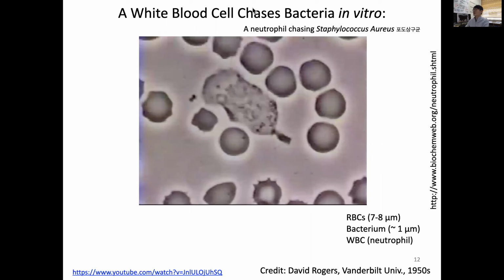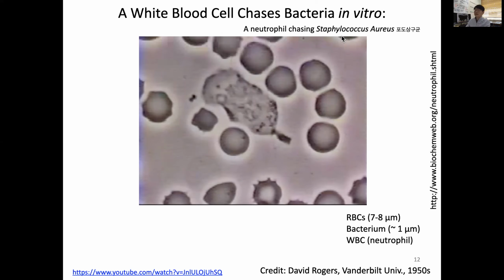So let's first see a white blood cell chasing bacteria in vitro. This movie was made in 1950, which is 70 years ago already. But it's very interesting why we are so interested in this cellular aspect. The big cell in here is called a neutrophil, the most abundant white blood cell, also called a polymorphonuclear cell. It is chasing a bacterium here, called Staphylococcus aureus.